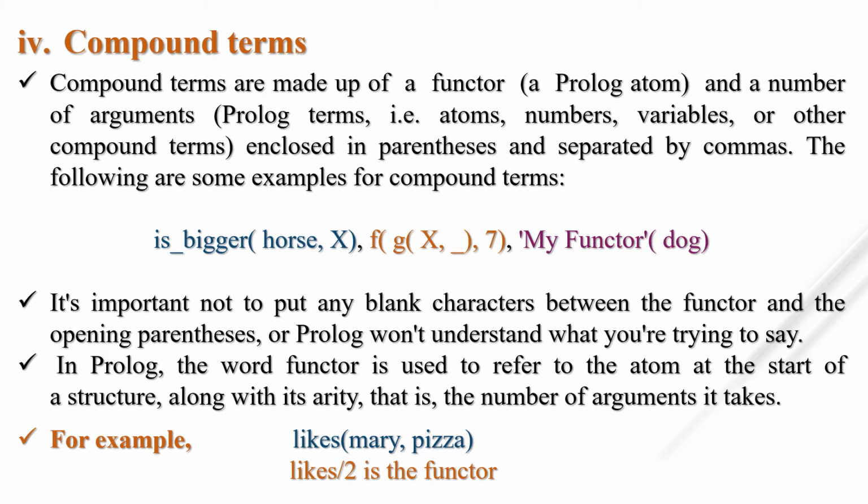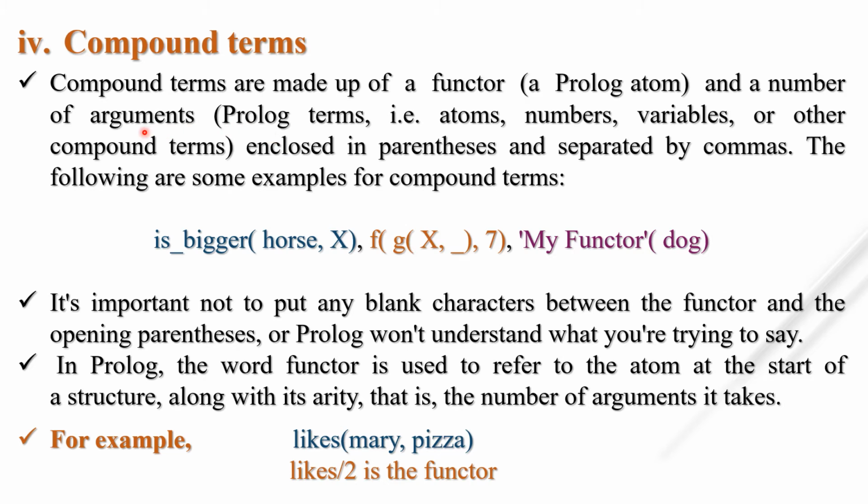The fourth one is the compound term. Compound terms are made up of a functor, also known as a Prolog atom, and a number of arguments. The arguments are Prolog terms, that is atoms, numbers, variables, or other compound terms, enclosed in parentheses and separated by commas. The following are some examples of compound terms. For example, is_bigger(horse, X). What does this mean? Horse is bigger than X. What is X? X is a variable. Horse is an atom.